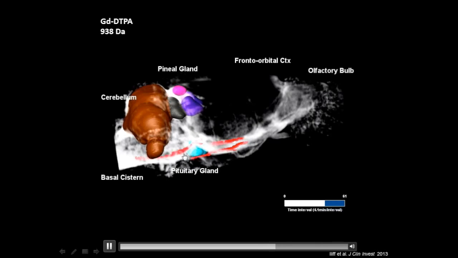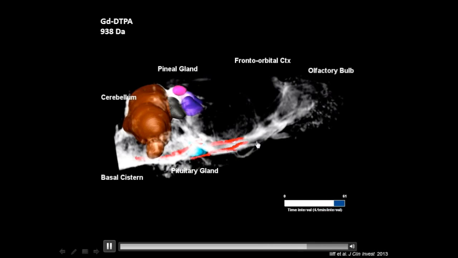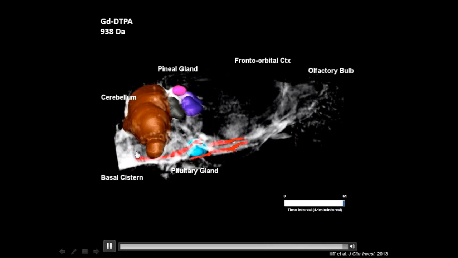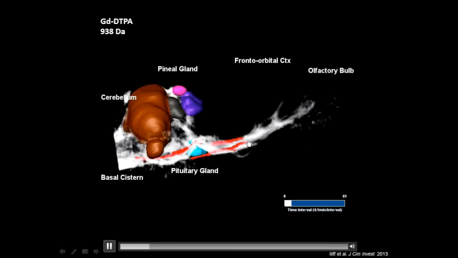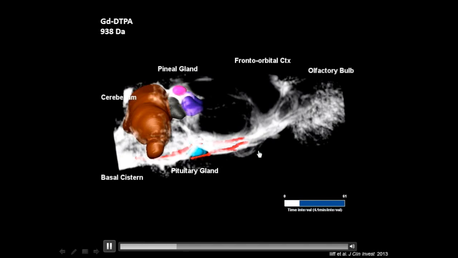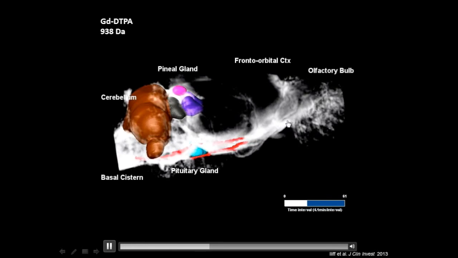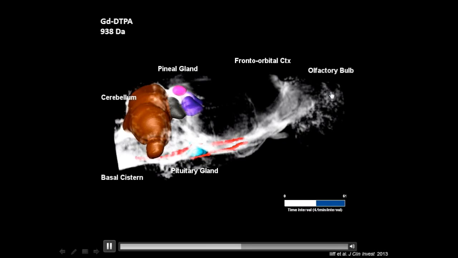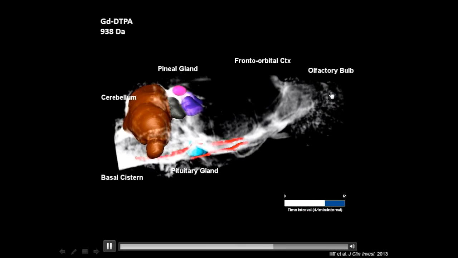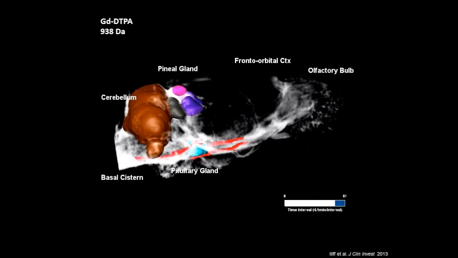Yes, the movement along the large arteries of the circle of Willis and along the ventral surface of the brain is very rapid. Okay. Really interesting. That's fascinating.